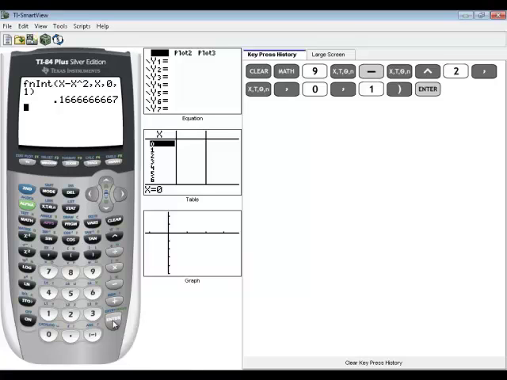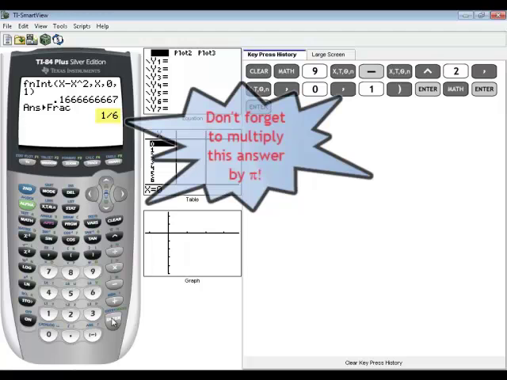And we have approximately 0.167. To convert this decimal to a fraction, we will use the Math menu again, and then we'll use the first option. This option will convert the decimal to a fraction, and we have 1/6.